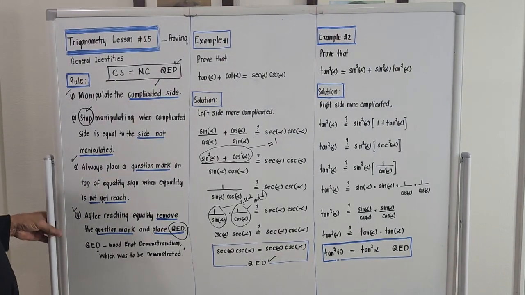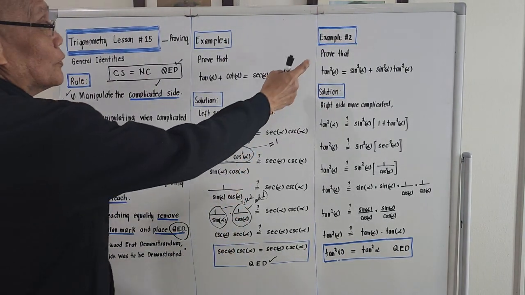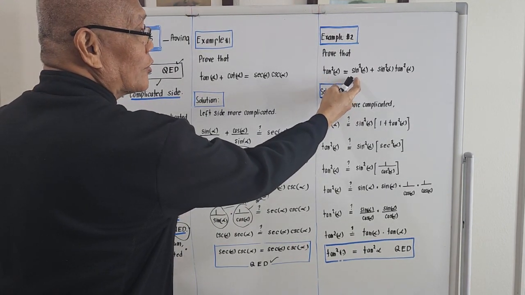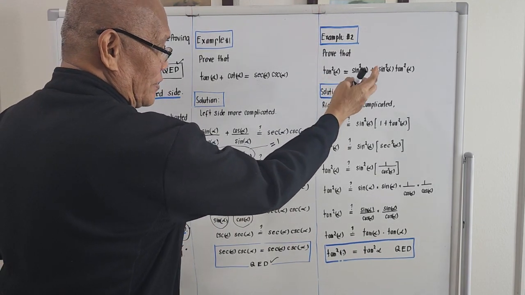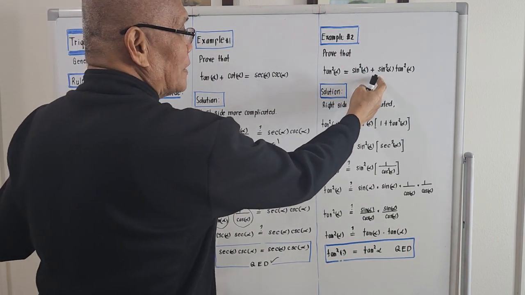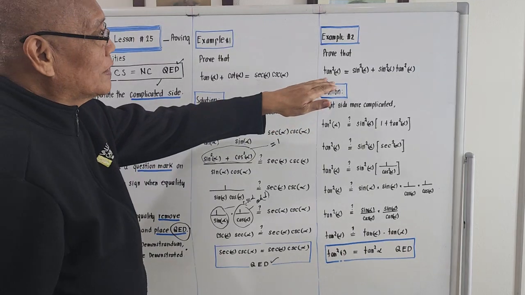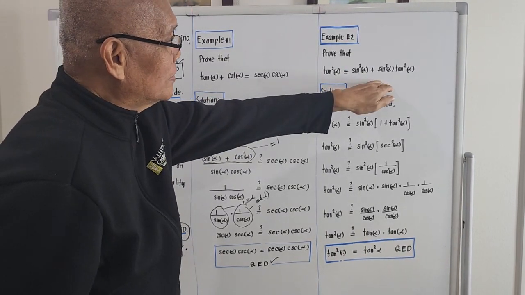Example number 2. Prove that tangent square of alpha will be equal to sine square of alpha plus the product of sine square of alpha times tangent square of alpha. We must prove that the left hand side is equal to this.